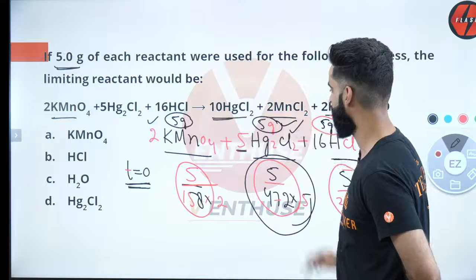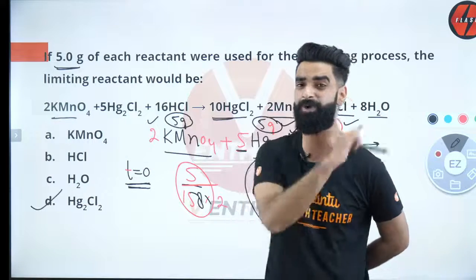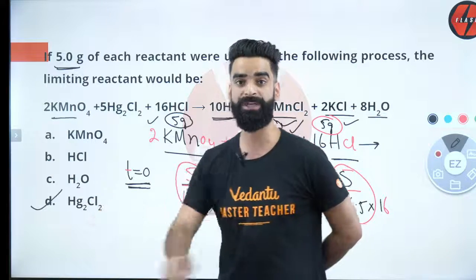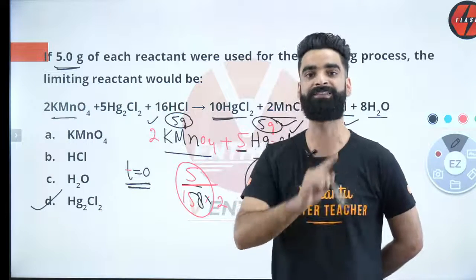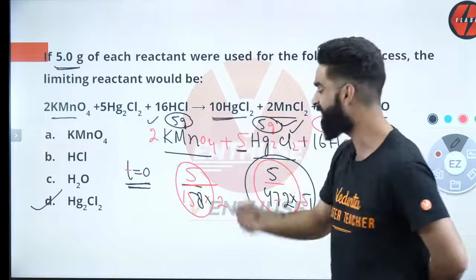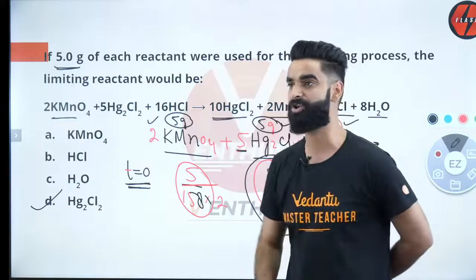So Hg2Cl2 over here is going to be my limiting reagent. What can I conclude from that? I can say Hg2Cl2 is going to get completely consumed in the reaction, and the entire product will be decided by your Hg2Cl2, which is my limiting reagent over here.